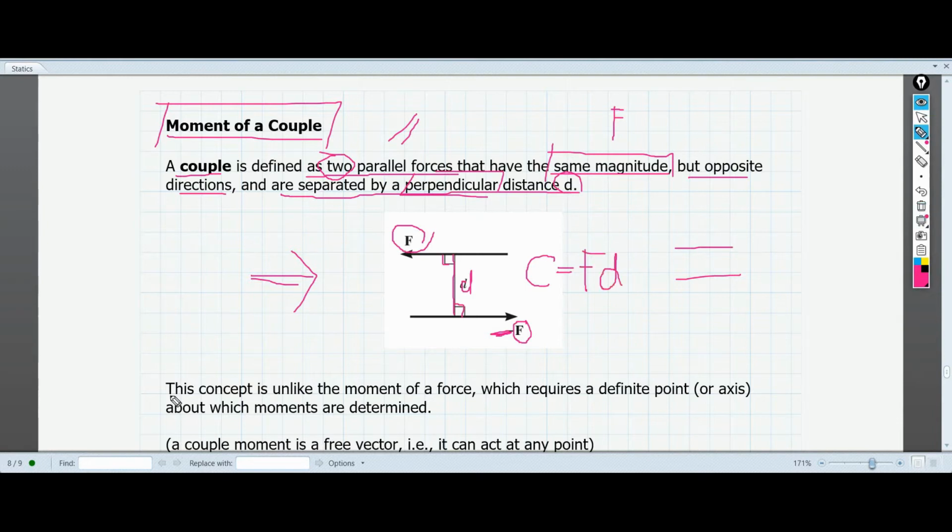Okay, next, we have here this concept. Yung sinasabi niyang concept na yan, that is the couple, is unlike the moment of a force. Kasi sa moment of a force, it requires a definite point or axis. Di ba? The moment of a force at point O. Yung point O na yon, that is the definite point or axis about which the moments are determined. So si couple natin, unlike kay moment, walang definite na point. So, ibig sabihin, si couple ay free vector siya. It can act at any point.